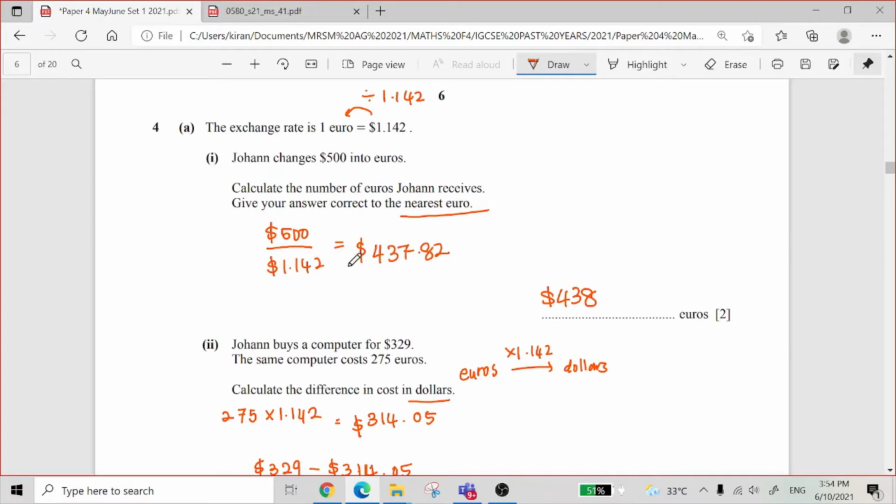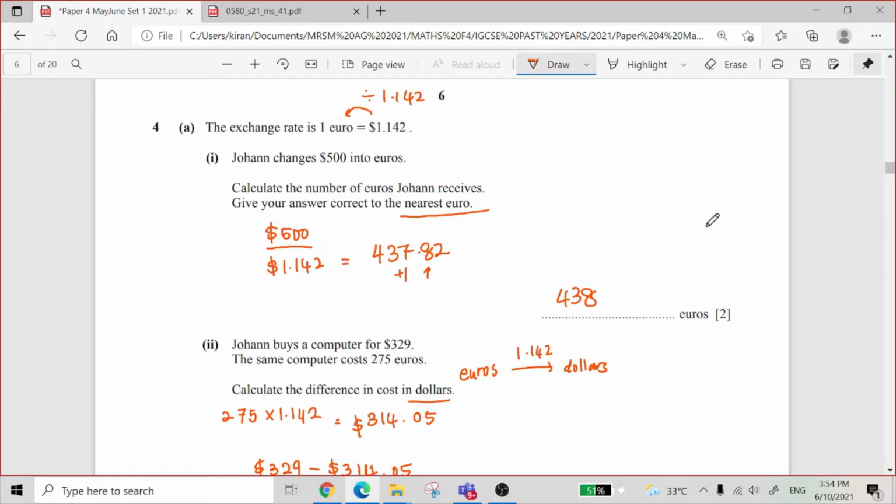437.82 euros. Okay, but the question asks you to give your answer correct to the nearest euro, so it means that we have to round off to the euro without the 82 cents. So here we get 8, which is greater than 5, so we add 1 here, and it gives you 438 euros. Okay, that is for question A. We go to the next question.